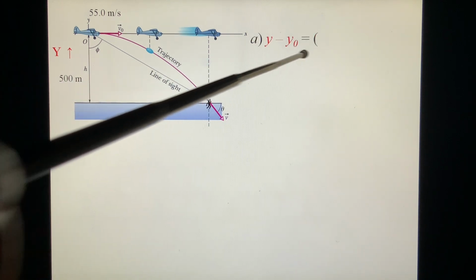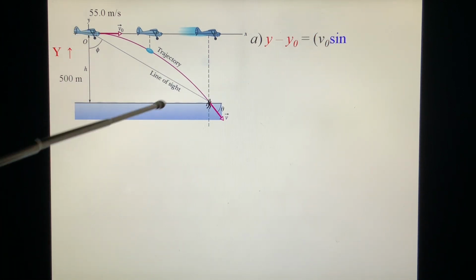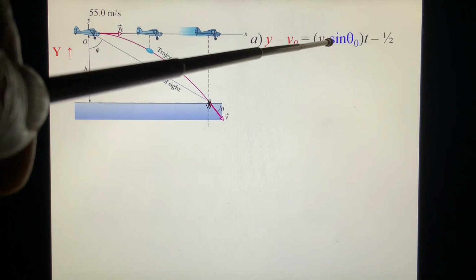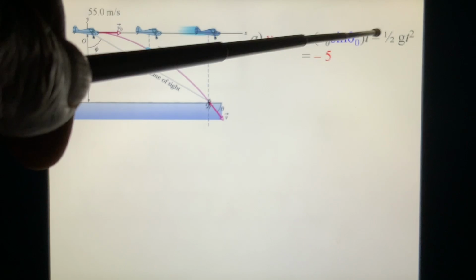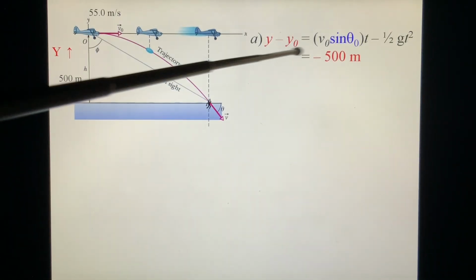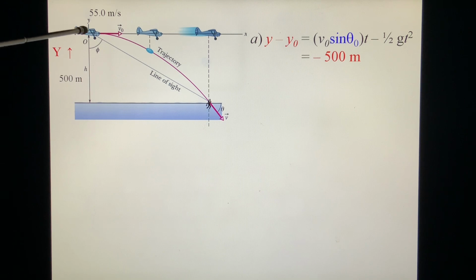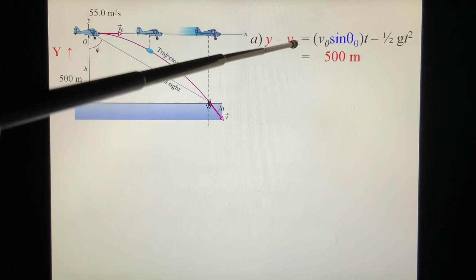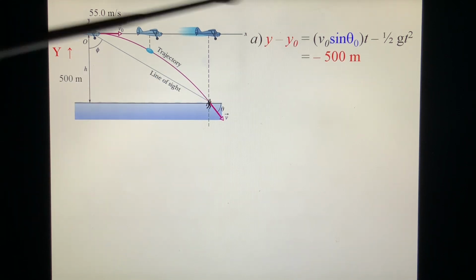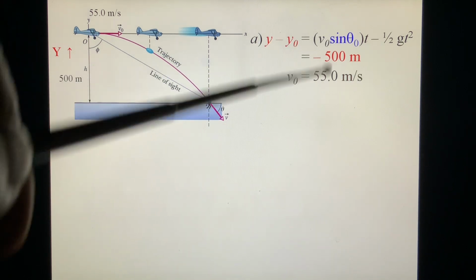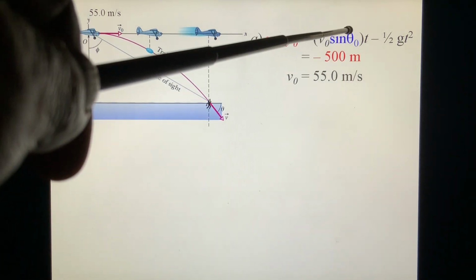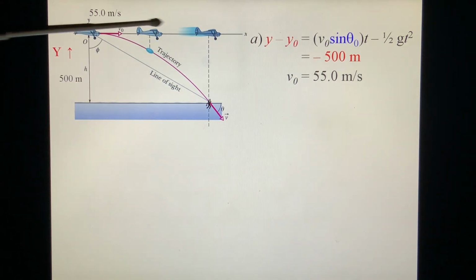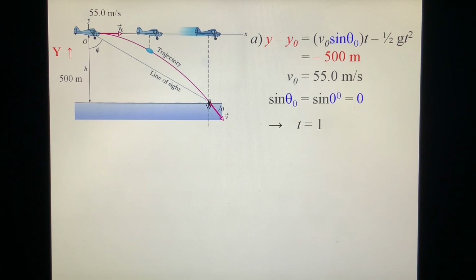y minus y zero, where y is here and y zero is here, is minus 500, equal to v zero sine theta zero t minus one half g t squared. From here we can find t, because this is minus 500. Y is going up, so this is zero, this is minus 500. From here, v zero is 55.0 meters per second. Theta zero is zero because it is horizontal. So in this case, I can find t. T is equal to about 10.1 seconds.